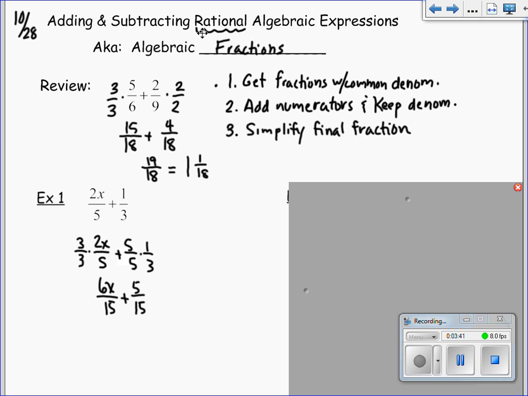Step 2 is to add the numerators. Well, 6x and 5 are unlike terms, so we really can't do too much except write it as 6x plus 5 over 15. That's it, and we're finished. That's our final answer. I caution you that often beginning algebra students will look at this final fraction, look at the 5 and 15 and think they can cancel them, but you can't do that.